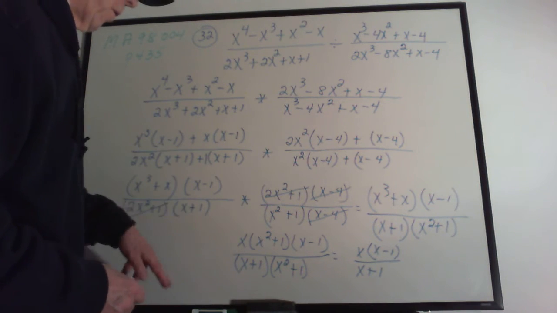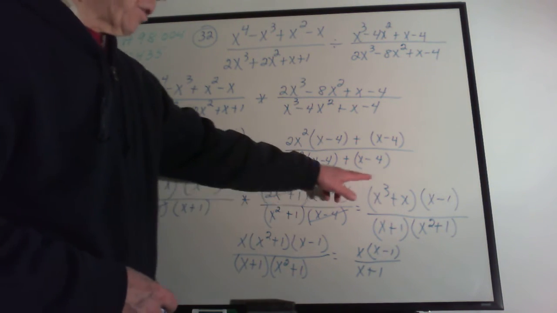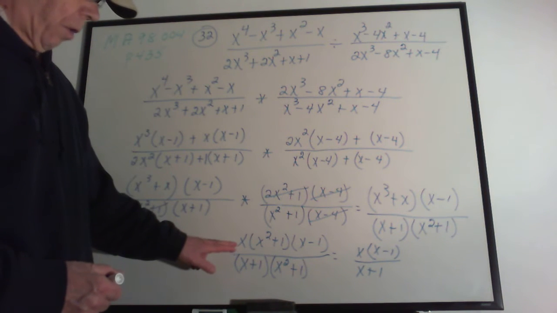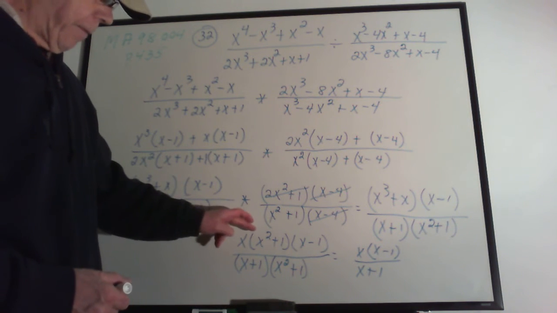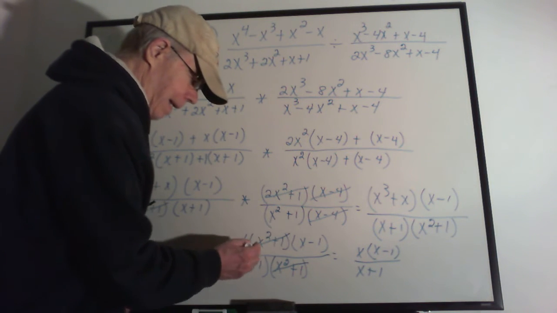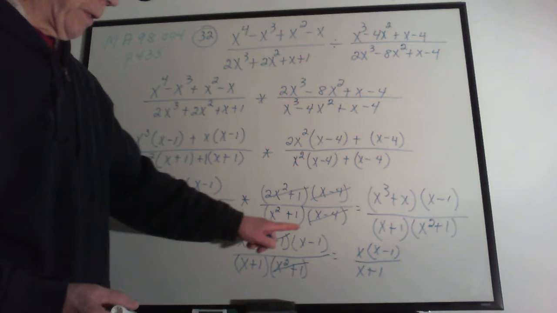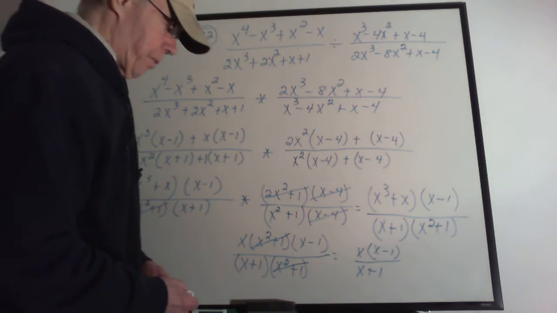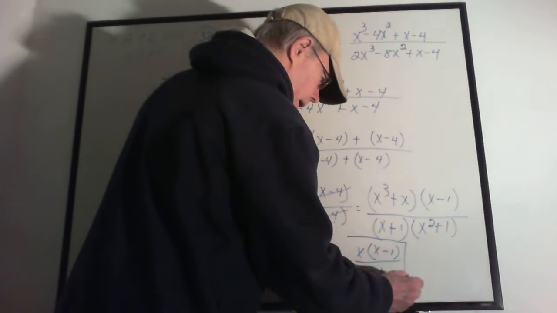All right, so I canceled where I could cancel. Now I have an x cubed plus x. That can be factored further, so I did it down here. Now I notice I have an x squared plus 1 and x squared plus 1, so I can cancel those. And I'm left with x times x minus 1 over x plus 1. And that should be your final answer.